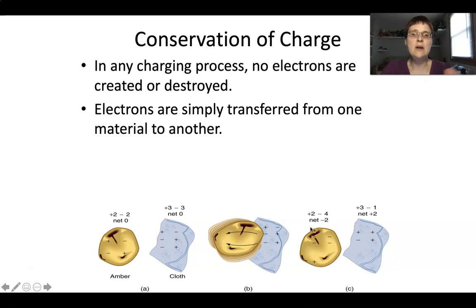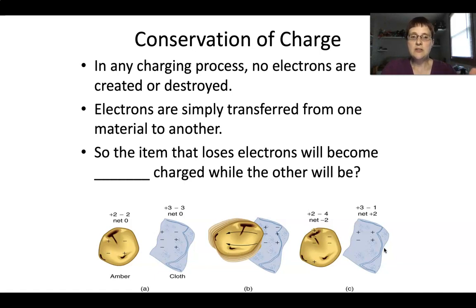In this case, the amber gets the electrons, the cloth gives them up. The amber gets more electrons, which means it's going to become negative because it has more electrons now than it does protons. The opposite's true for the cloth. The cloth is going to become positive because it has more protons than electrons. And the protons stay. Remember, those protons can't move out of the nucleus. Items that lose electrons are going to become positive because those protons can't move, and the ones that gain the electrons are going to become negative.